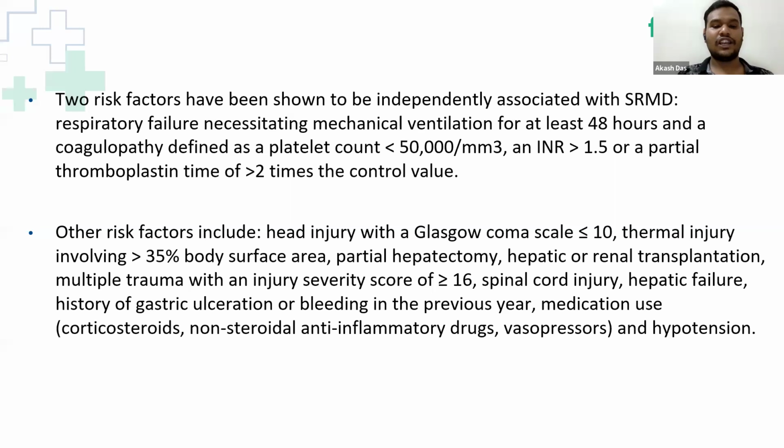Other risk factors include head injury with GCS less than 10, thermal injury, facial hepectomy, hepatic or renal transplantation, multiple trauma with an injury severity score of more than 16, spinal cord injury, hepatic failure, history of gastric ulceration or bleeding in the previous year, medication use like corticosteroids or NSAIDs and vasopressors, and hypotension. So these are the indications in which stress ulcer prophylaxis is indicated in a critically ill patient.